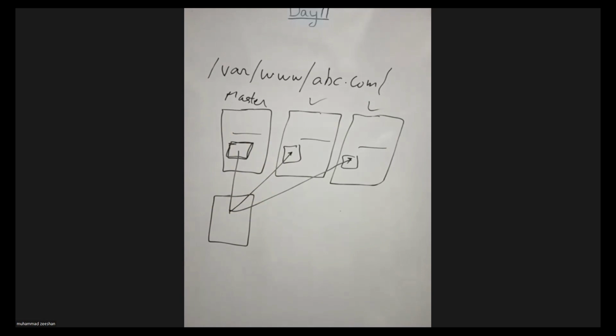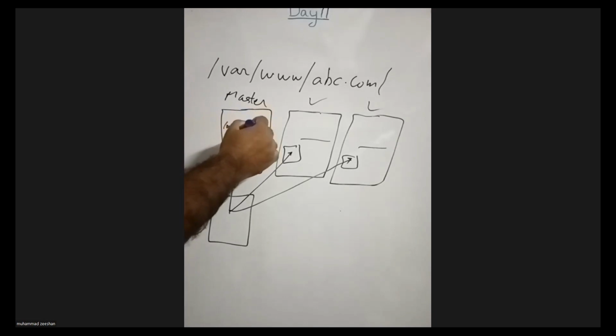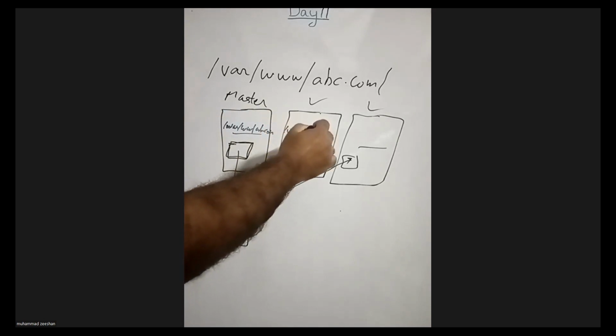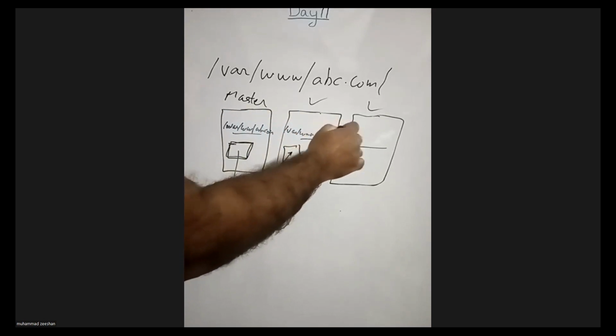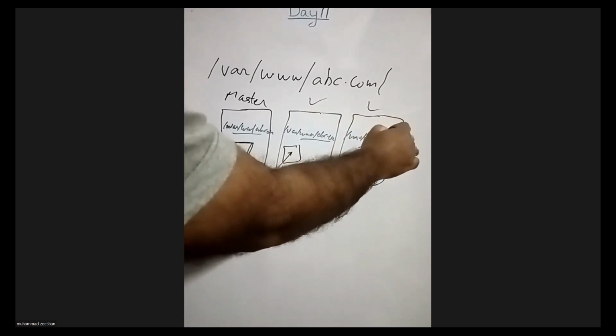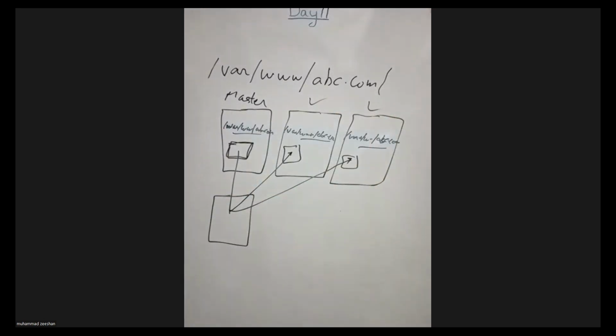So what we will have is, on this server, the var www abc.com folder. The same folder will be here, var www abc.com. The same folder will be here, var www abc.com. And the content of all of them will remain the same if we are doing it through rsync.